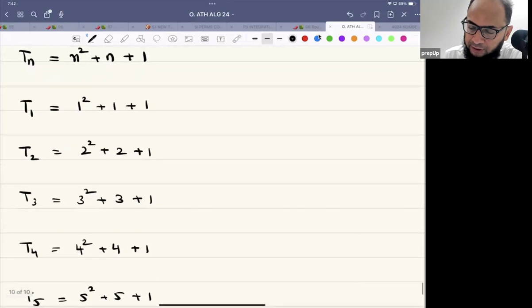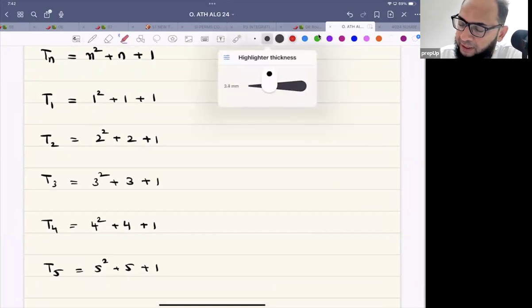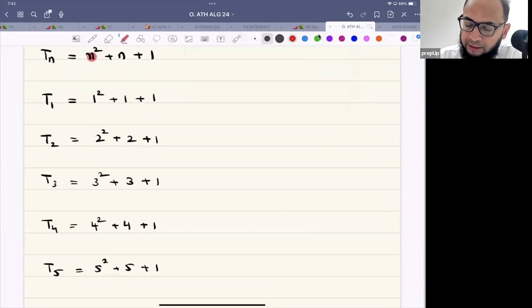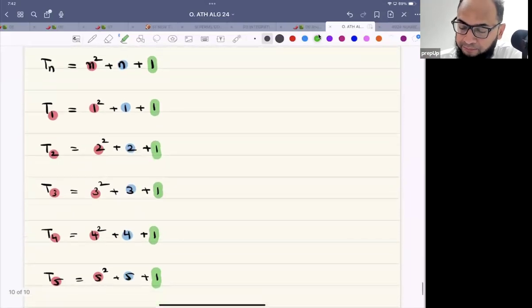I think it's following the pattern. Let's just minimize and have a look. Let me grab the highlighter and make it bigger. So this is n square: 1 square, 2 square, 3 square, 4 square, 5 square, and this is 5, 4, 3, 2, 1. And then we are focusing on n, so this is 1, this is 2, this is 3, this is 4, this is 5. And the last one, 1, is just constant. It's unchanged, it's not dependent on n, it's a fixed value, kind of independent.